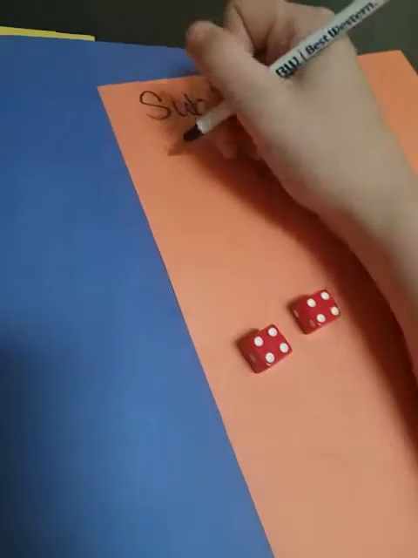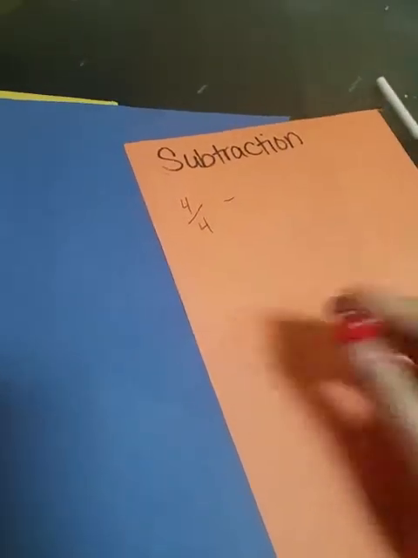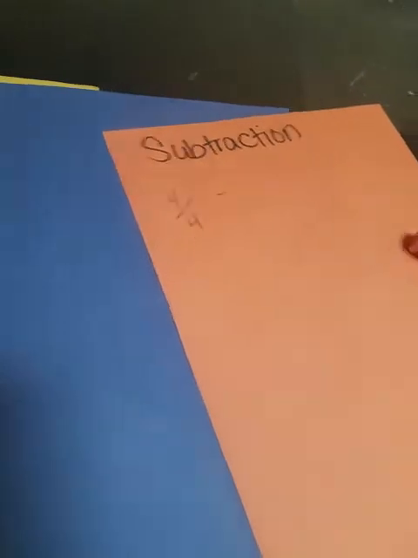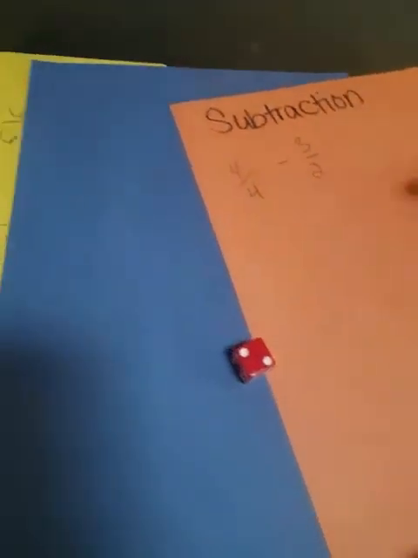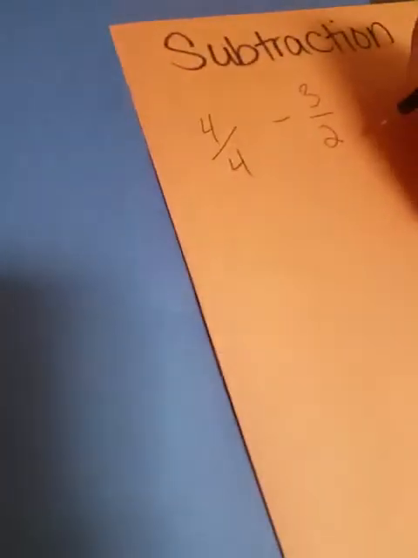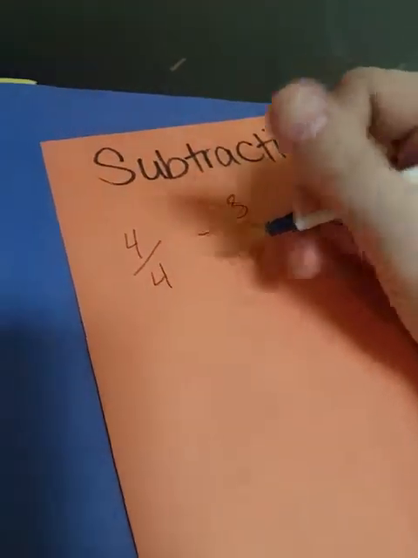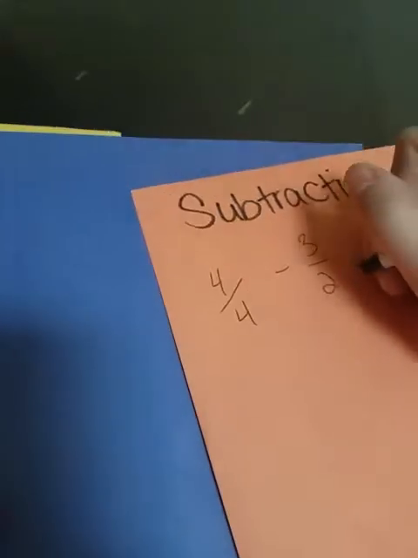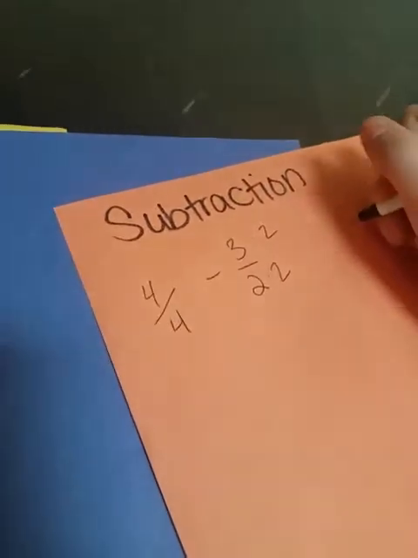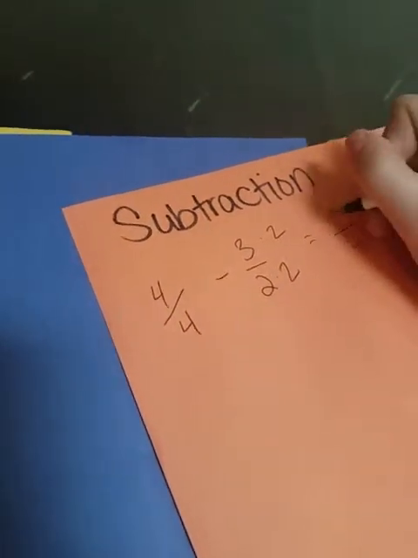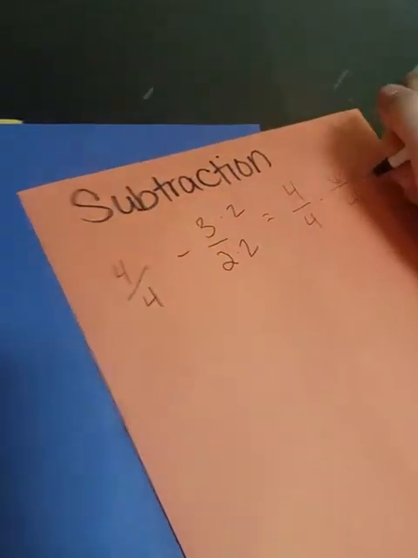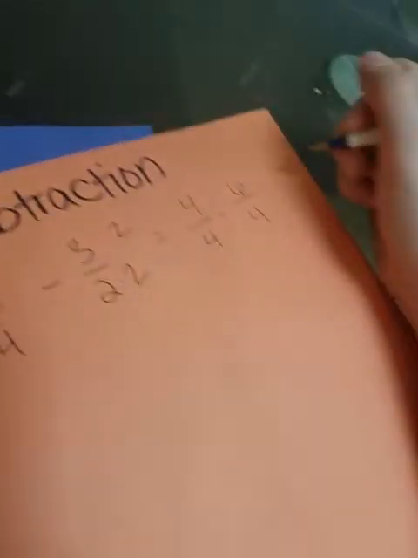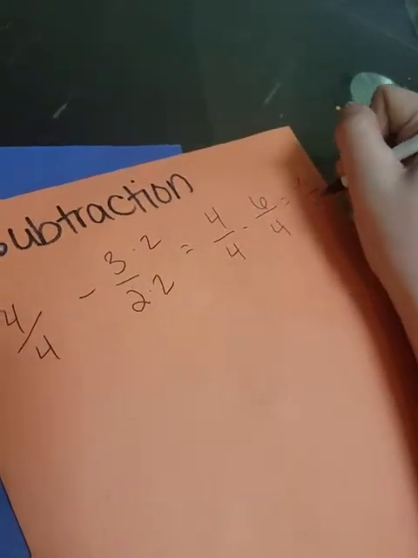Okay, for subtraction, we're going to do the same thing. I have 4 over 4, and we're going to subtract the next one, 3 over 2. For this one, it's the same thing. We need to find a common denominator. We know from the previous one that 4 is a common denominator. So we could just multiply this by 2 to equal 4. So it'll be 4 over 4, and it'll be 3 times 2 is 6, minus 4. So it'll actually be a negative number, negative 2 over 4.